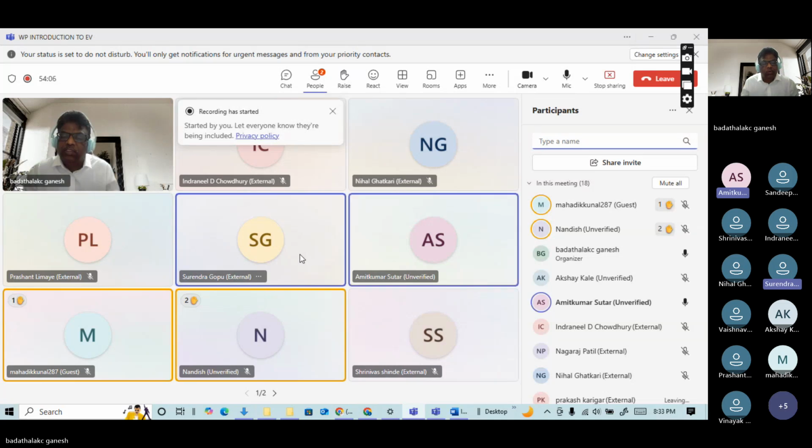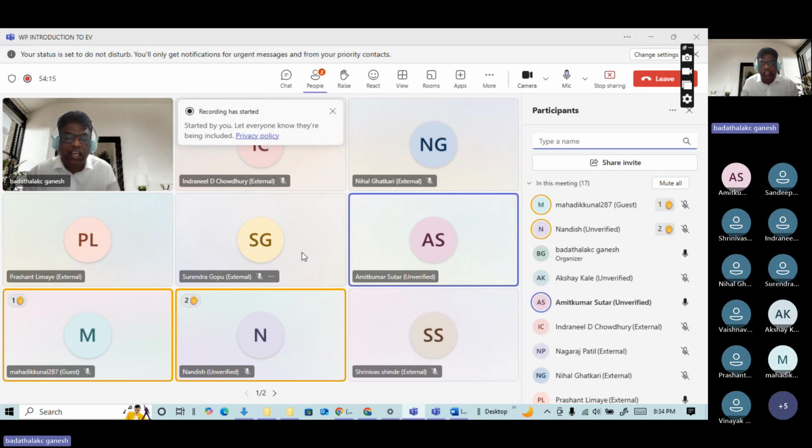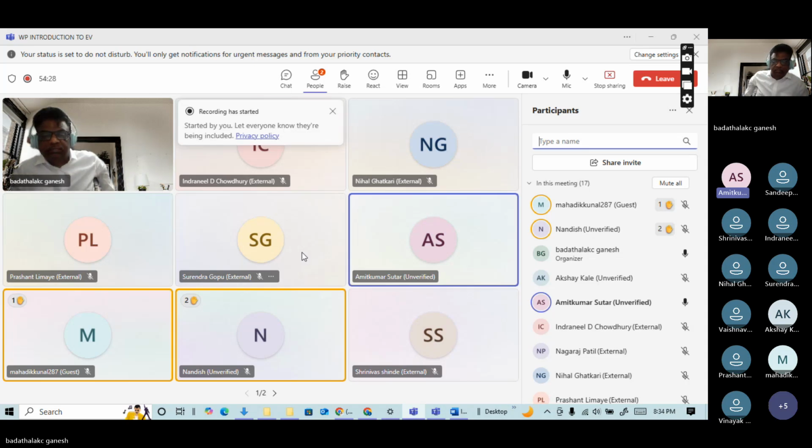EVs have a low running cost compared to gasoline or diesel, the conventional. The initial cost is high, but the running cost for EVs is a bit low because of the simple design, where the engine is not available and the weight is reduced.